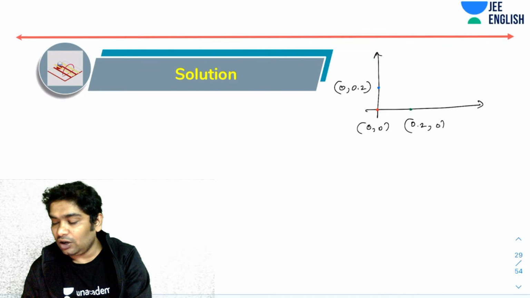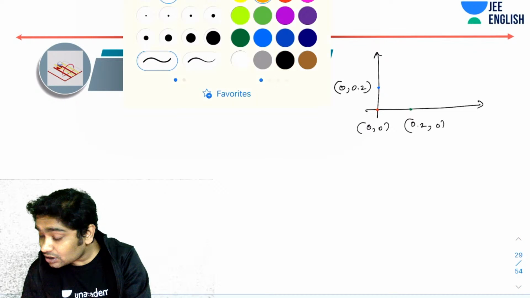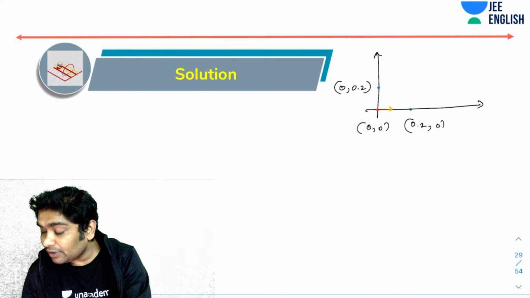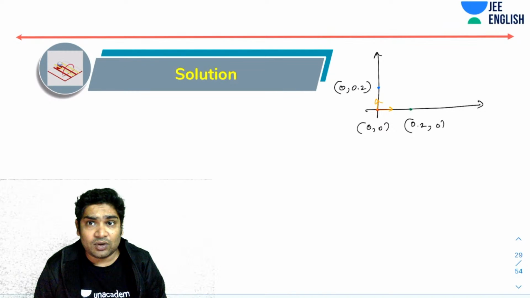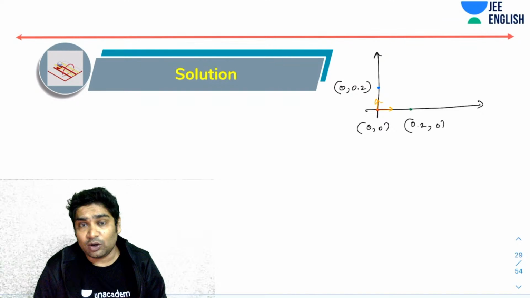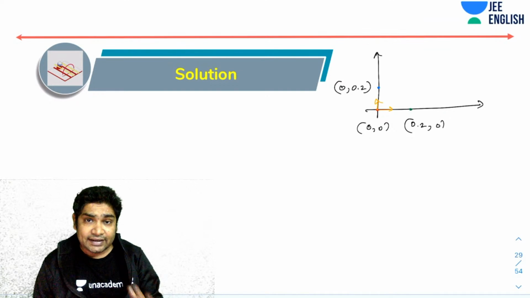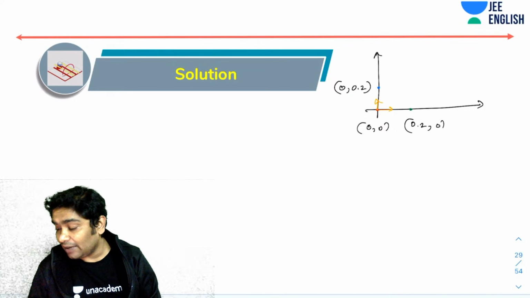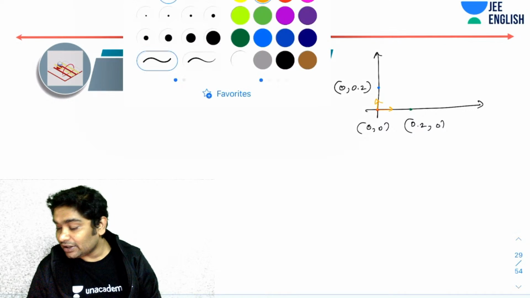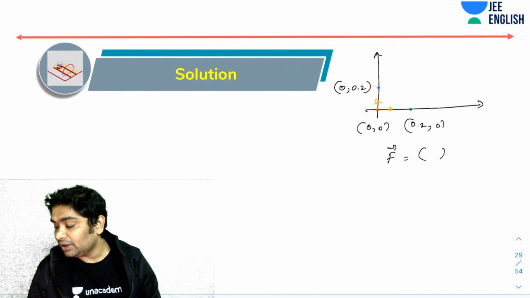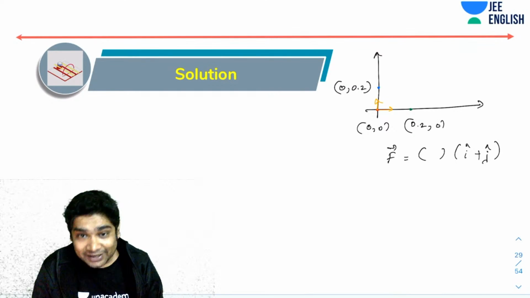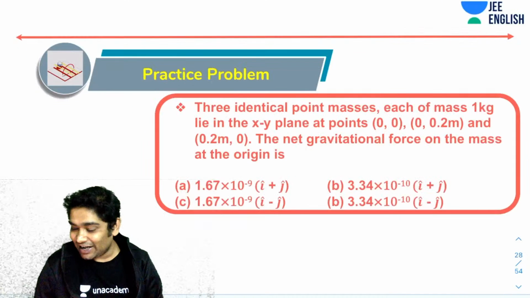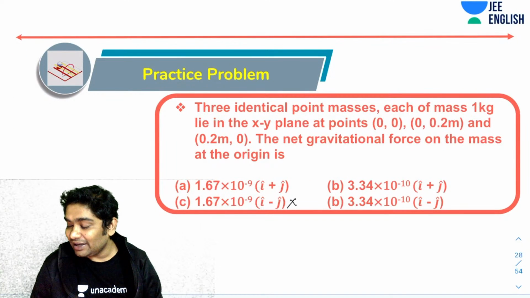So first of all, you should immediately realize that this mass will be attracted to this one, and that one will be attracted to this one. Since both the masses are equal and are at the same distance, the i and j components would be equal. So I can immediately say that the net force has to be in the direction of i plus j. F should be equal to something into (i cap plus j cap). C and D are eliminated by seeing this. Exactly, Aniket. That is what I was saying, that you can immediately eliminate these two.